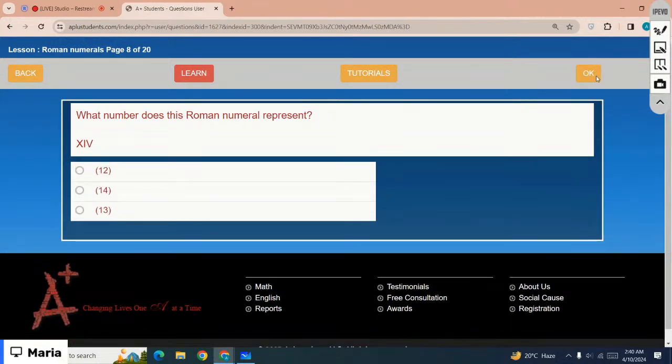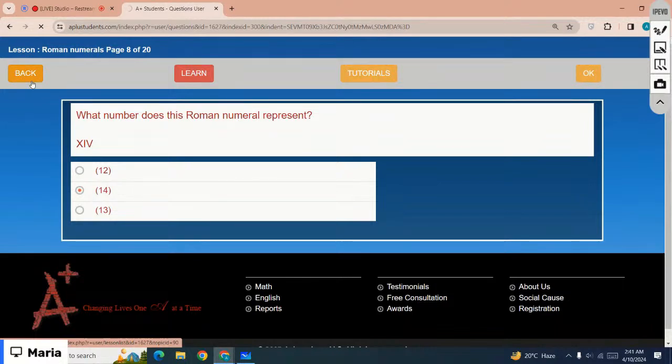What number does the Roman numeral represent? Which number is it? Fourteen it is, right? Okay, you can complete the lesson by yourself later today.